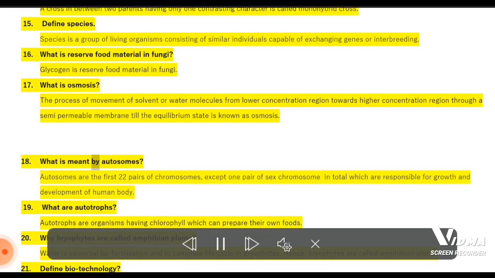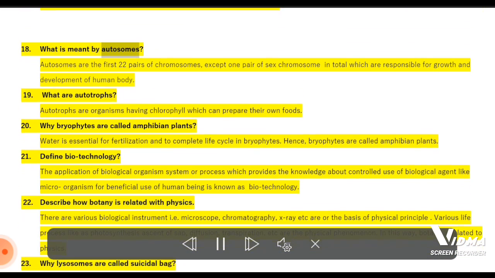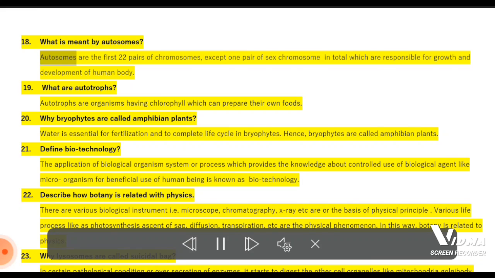18. What is meant by autosomes? Autosomes are the first 22 pairs of chromosomes, except 1 pair of sex chromosomes in total, which are responsible for growth and development of the human body. 19. What are autotrophs? Autotrophs are organisms having chlorophyll which can prepare their own food.